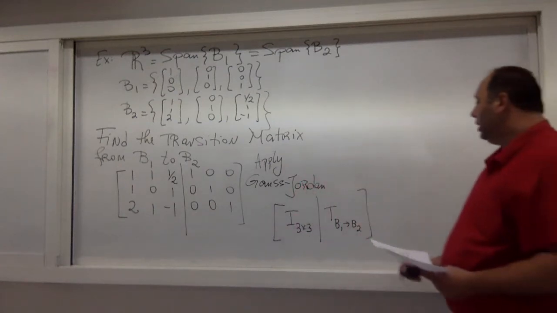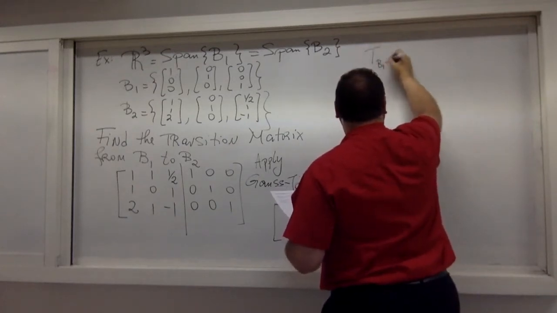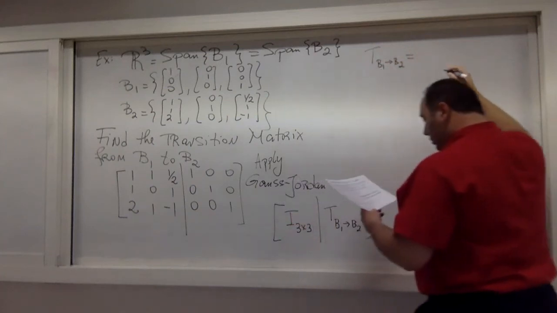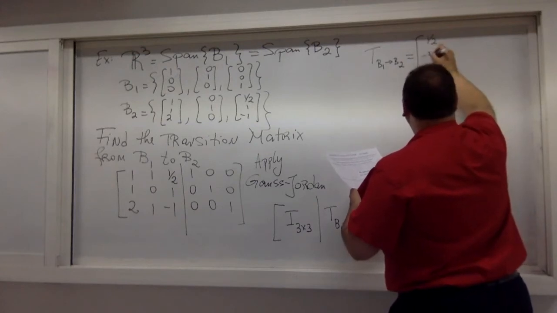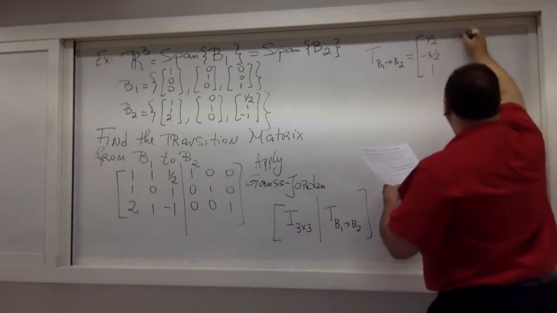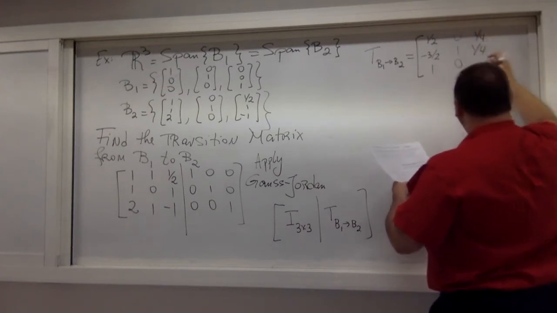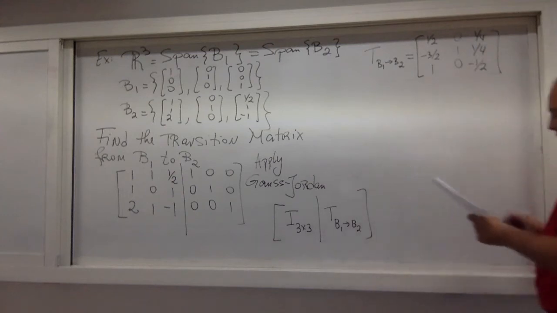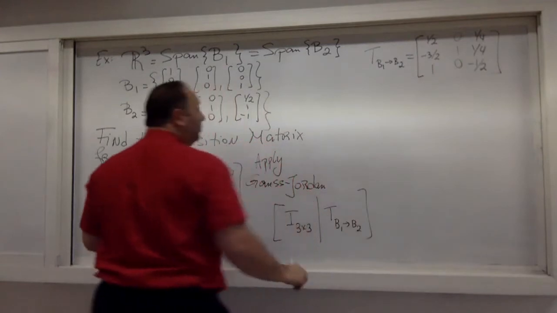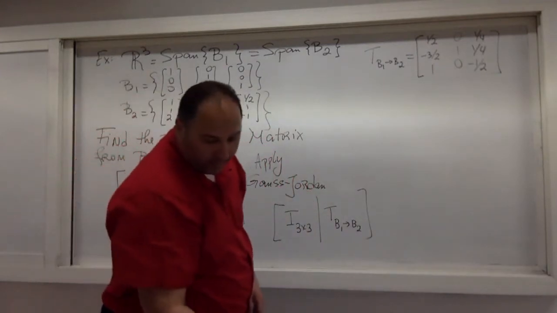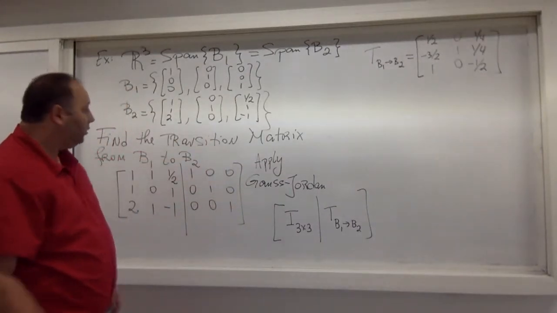Cute. So once you do all this, the transition matrix from B1 to B2 is, well, I computed that: 1/2, negative 3/2, 1, 0, 1, 0, 1/4, 1/4, and negative 1/2. So this is the transition matrix from basis B1 to basis B2. Nice. So you need to do the process. Well, nothing special, we learned already how to do it.